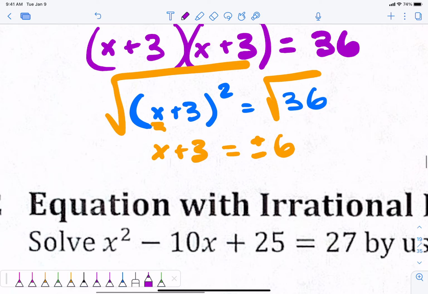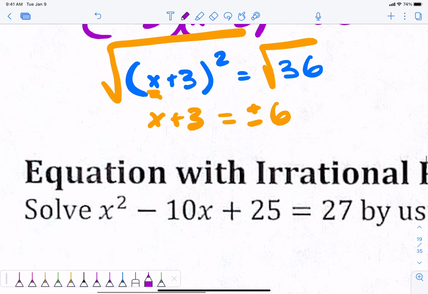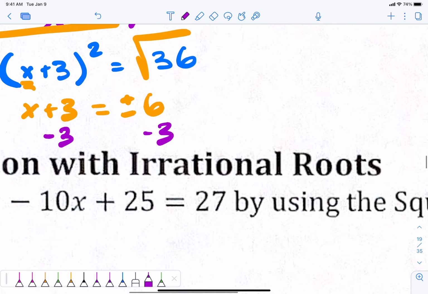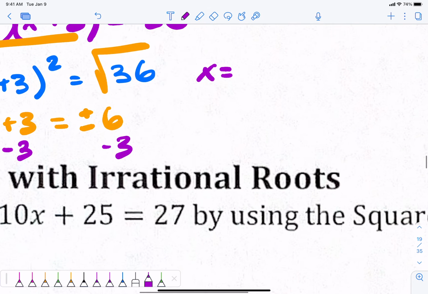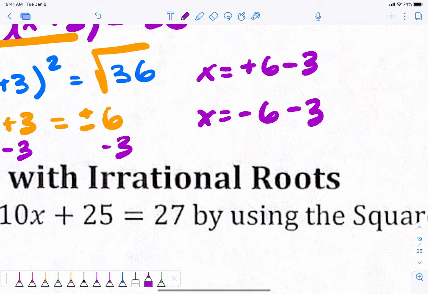Now, last thing, to solve for x, we have to get rid of that 3. So we subtract the 3 over to the other side. Plus or minus 9? Now, not necessarily true. Really, you have to add it, and we have 2 answers, and they are positive 6 minus 3 and negative 6 minus 3, which is not the same thing as plus and minus 9, right? Not the same thing.